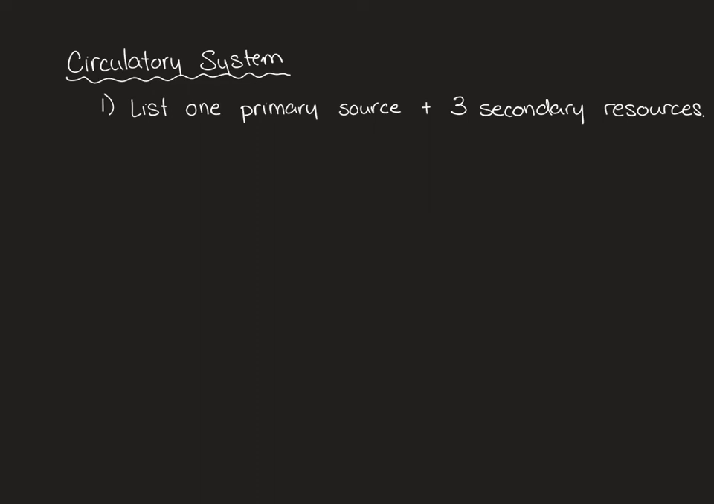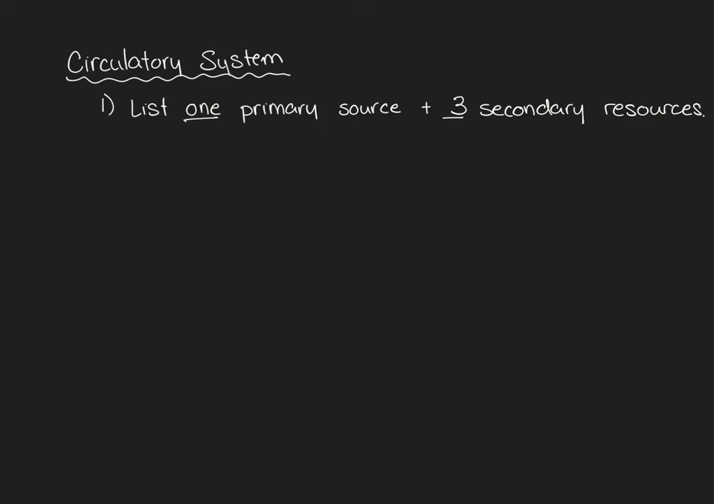For your lesson today, they're going to ask you to do some research on the circulatory system. So for the first question, they ask you to list 1 primary and 3 secondary resources. Primary sources could be, remember, interviews, experiments, or observations. So if you were to interview a cardiothoracic surgeon, they don't have time right now because we're in the middle of a pandemic, but if we weren't and you knew one, that could be an option. Or maybe you know someone in your family that is a doctor or a nurse and they know about the circulatory system.